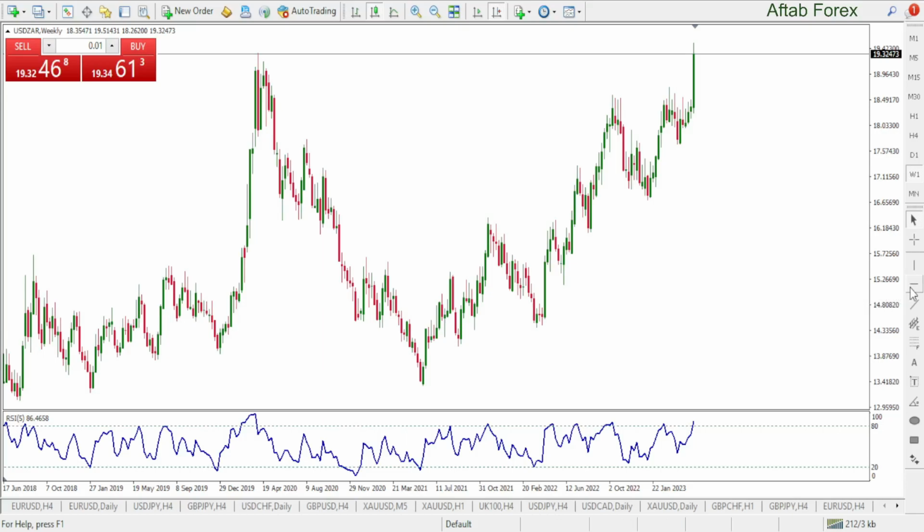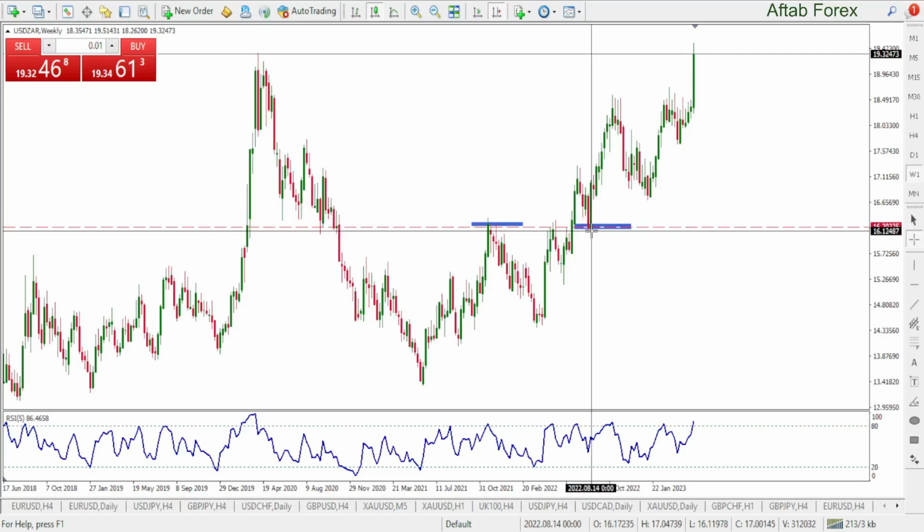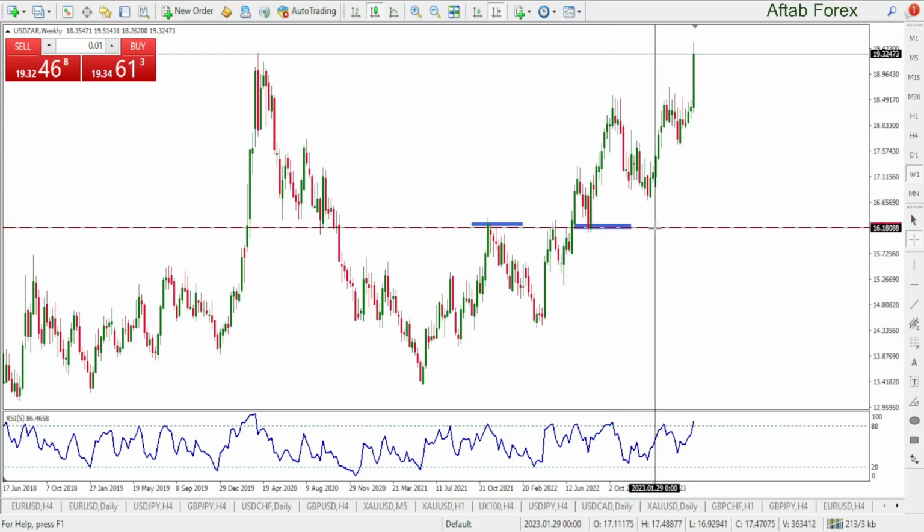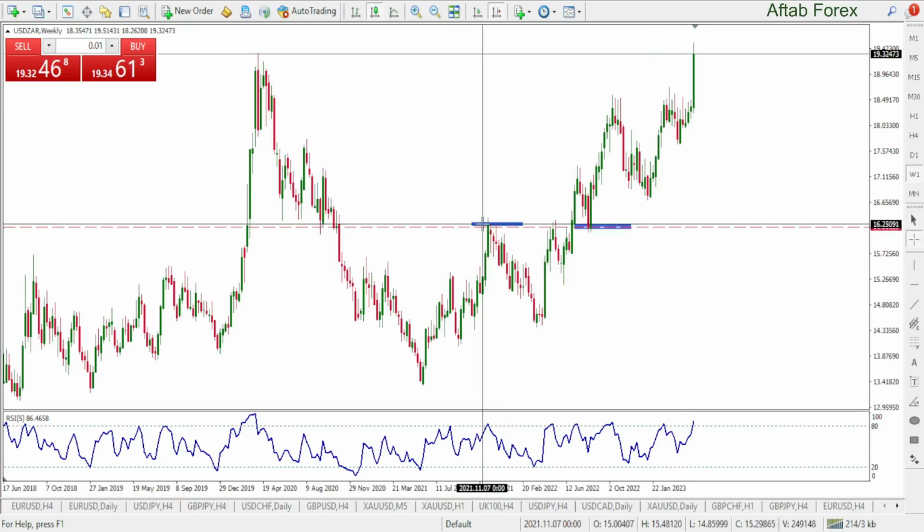Now, another trader or mentor, let's say, will just randomly mark the levels like this and say that, okay, the market reverses from here. So it took a bounce back from here. And this time when it was coming back down, the trader or mentor was supposed to take a buy from here, right?